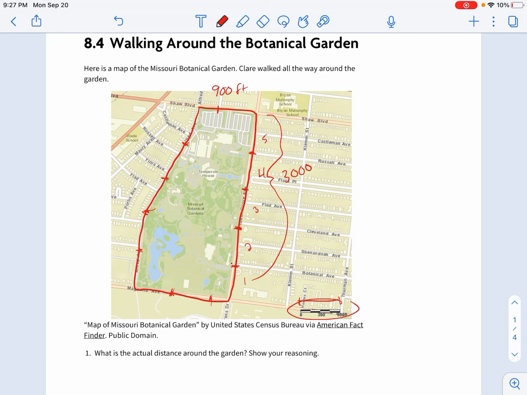On the other side, we've got 1, 2, 3, 4, 5. So that's going to be right at 3,000 feet again. And then on the bottom, we have 2.5, so that's going to be 1,500 feet. Okay, so now we just add these all up to find our perimeter. So that would be 6,000 plus 900, so 6,900 plus 1,500.